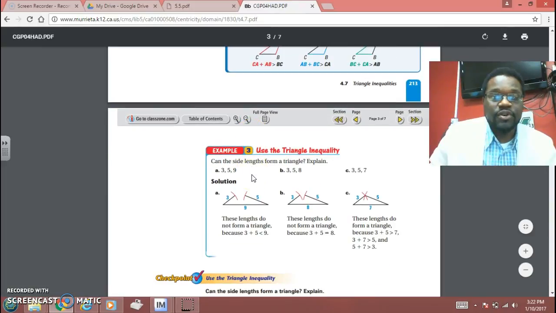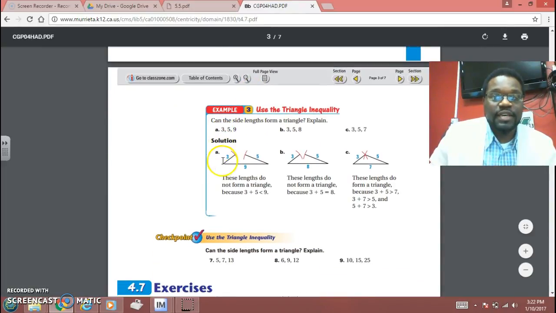Alright? So, look at this example. It says, can the sides form a triangle? Think about it. 3 plus 5 is 8. Remember, the sum has to be greater than the other number, so that doesn't work. 9 plus 5 is 14. It's not greater than that. Same thing here.